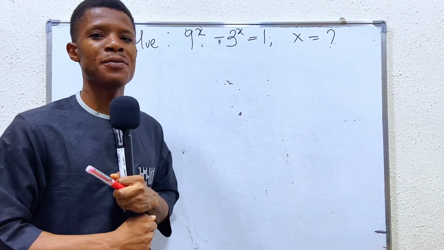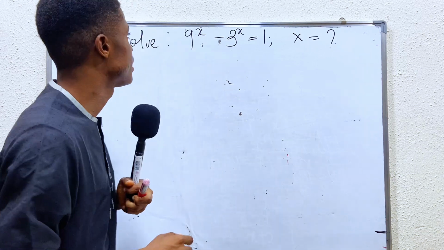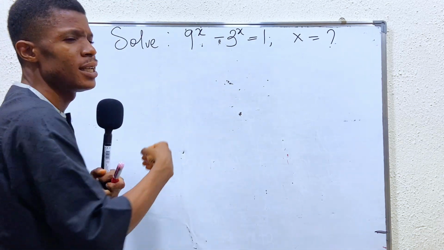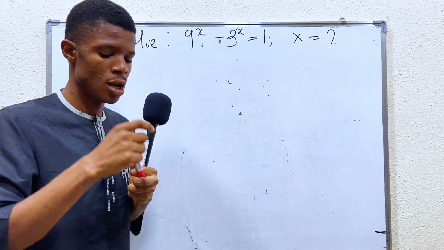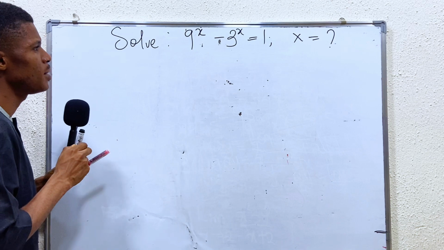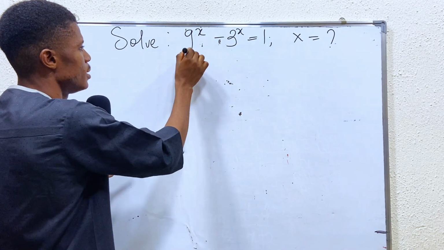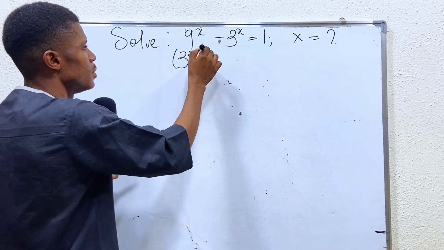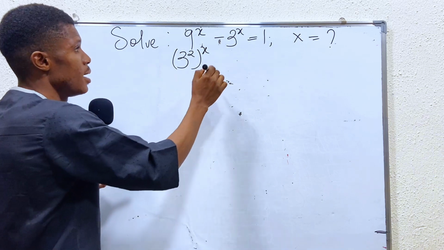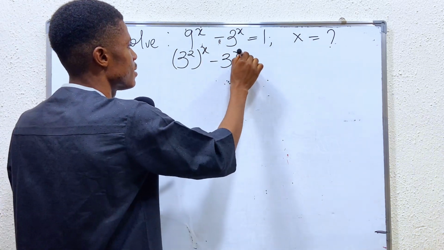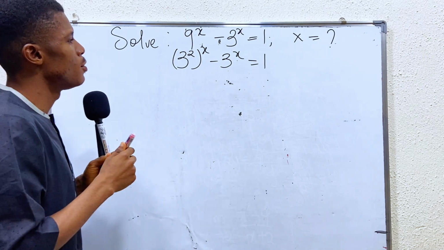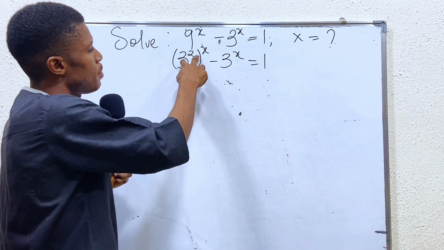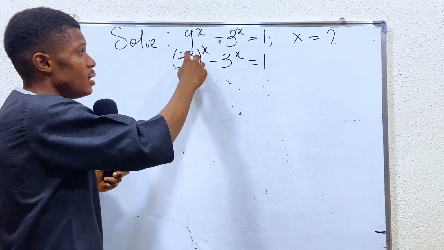So the first thing we have to do to get the value of x is to look at 9 and 3. They have a common base because 9 can be expressed as 3 squared. So instead of writing 9, simply write 3 squared, then raised to the power x, minus 3^x is equal to 1. What do you understand here? You understand that we have (3^2)^x.